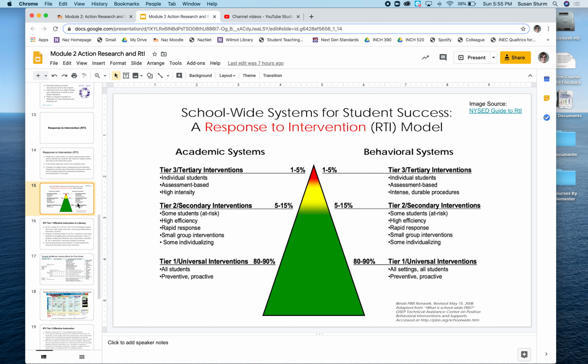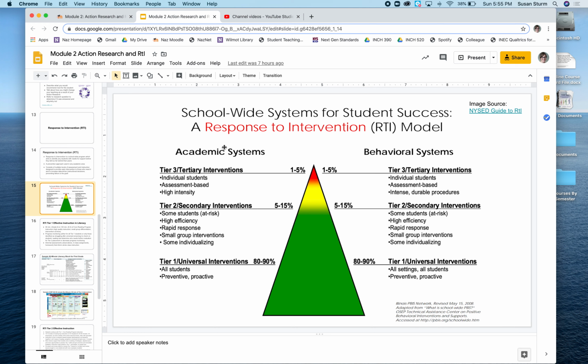So this is coming from NICEAD's Guide to RTI, which you can find at this link, but this is the typical pyramid model that you'll find for most people talking about RTI. We look at it from typically 3 different tiers of support. Some RTI systems have 4 tiers, but most of them you're going to find have these 3 tiers. And I'm going to walk through what each of these tiers are.